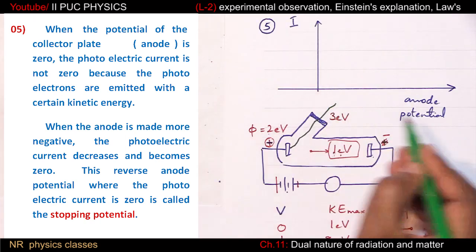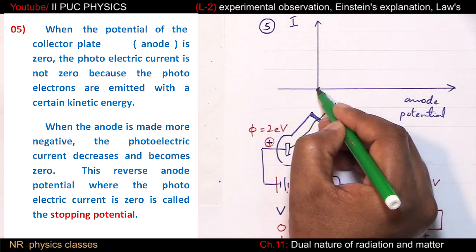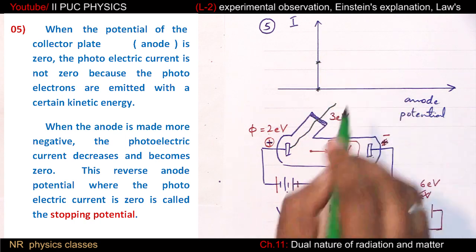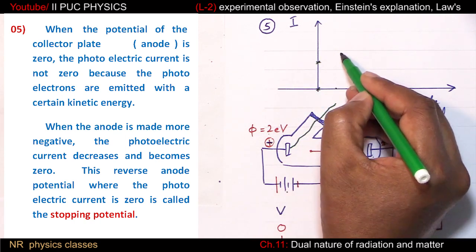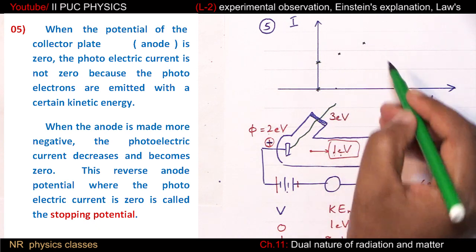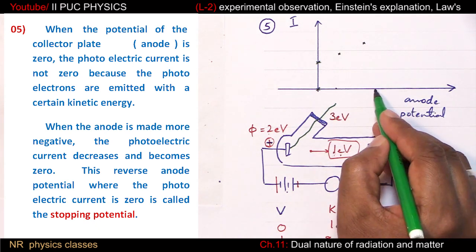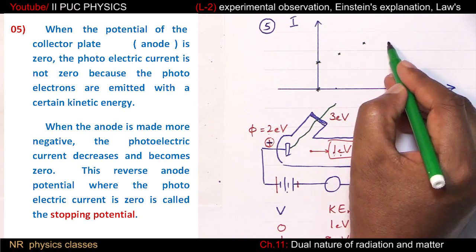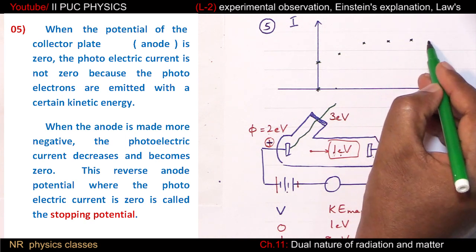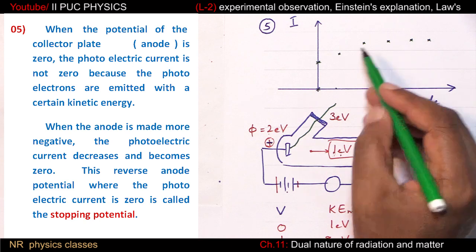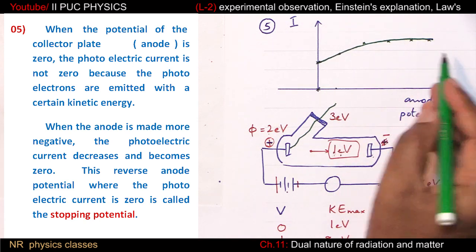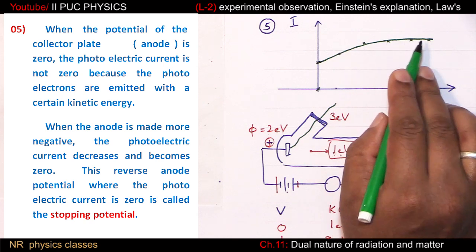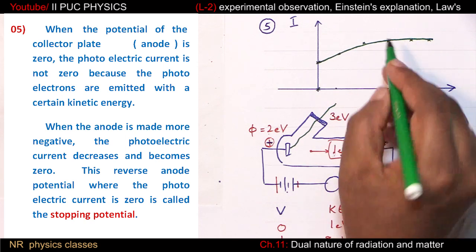Okay. For zero anode potential, few electrons are emitted. If anode voltage increases, number of electrons increases. If anode voltage further increases, number of electrons reaching the anode remains constant. So observe, this is the graph. This horizontal portion is called saturation current.